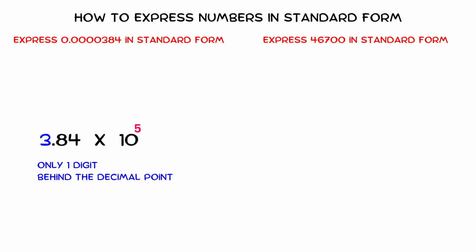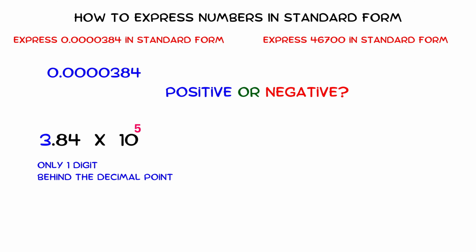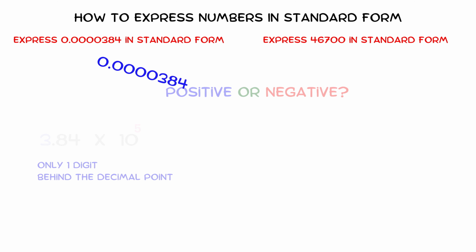To figure out whether that's a positive or a negative 5, though, we need to look at our original number and see whether it's small or big. Because 0.0000384 is smaller than 3.84, that tells us that our power is going to have to be negative because negative powers make things smaller, so our overall answer is 3.84 times 10 to the power of negative 5.